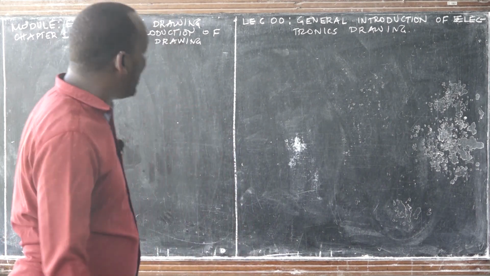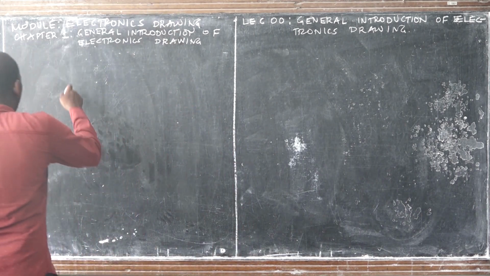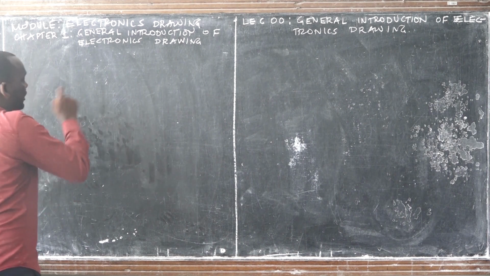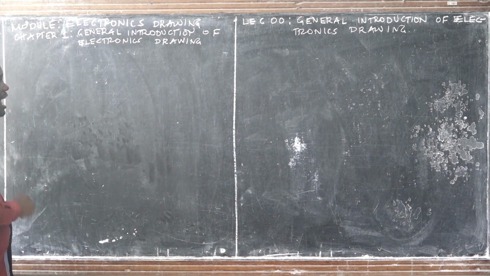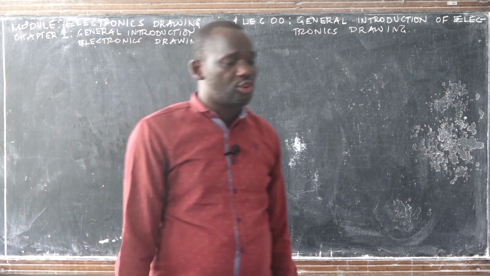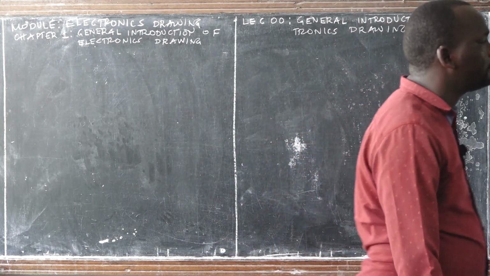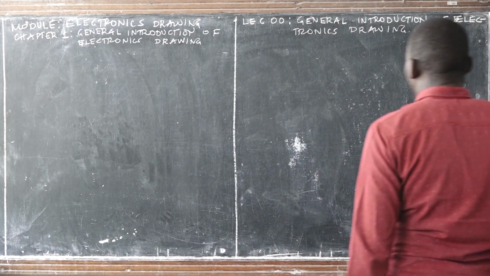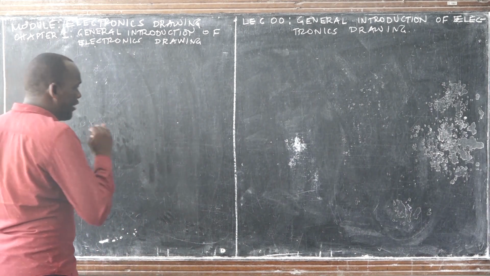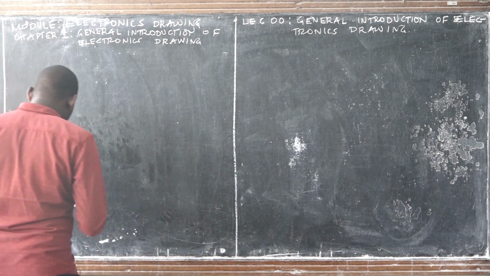Electronics drawing. Well, we have almost 7 chapters in this module. The first one is called the General Introductions of Electronics Drawing. Say General Introductions of Electronics Drawing. General Introduction of Electronics Drawing. So this is the introduction, but it's very general, and you have to listen and take it into consideration.